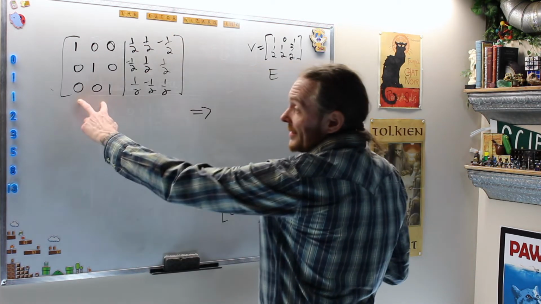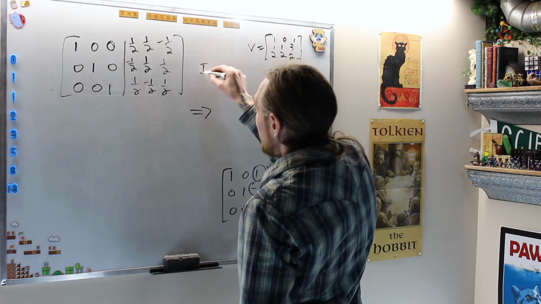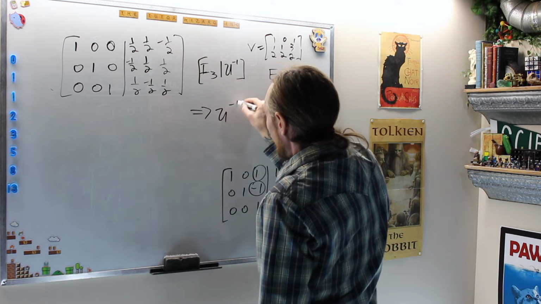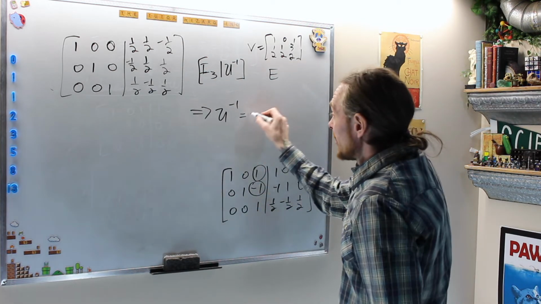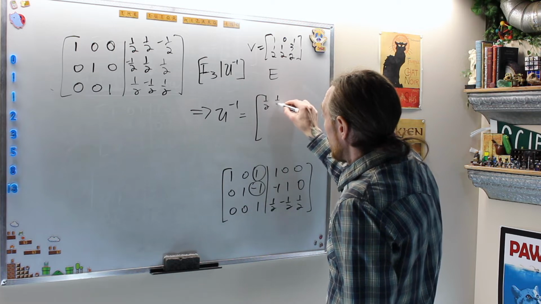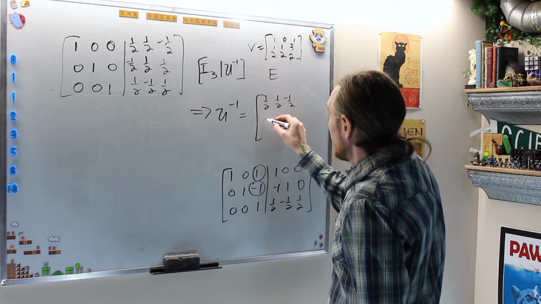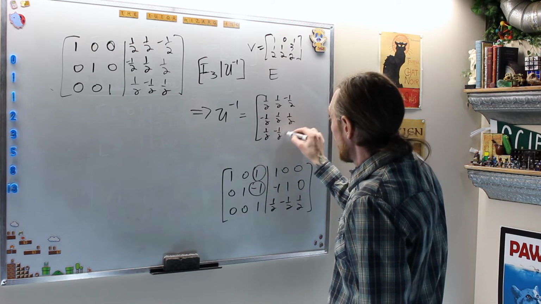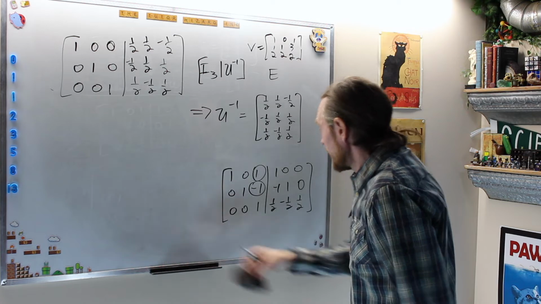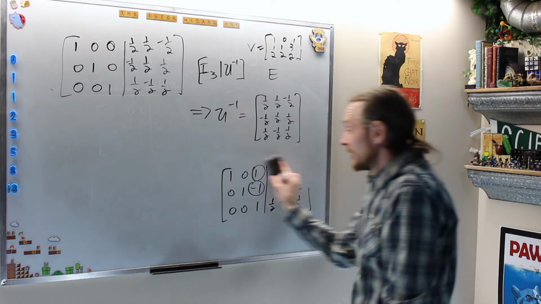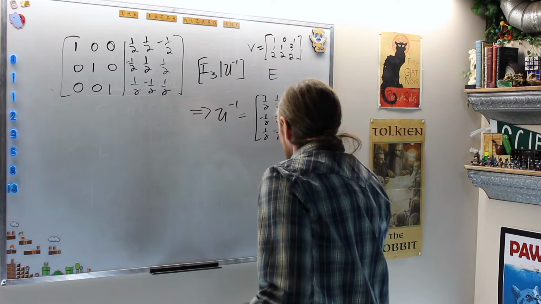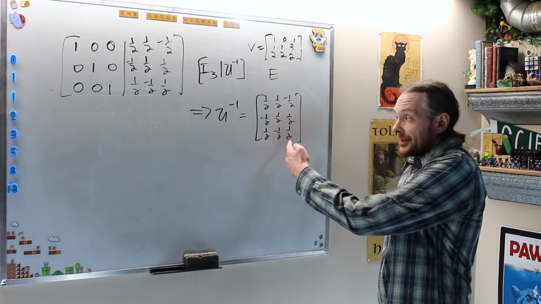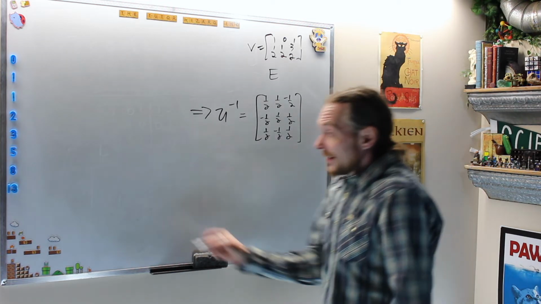This says that because this is now the identity, this is I3 block U inverse. So the inverse of U is the matrix 1 half, 1 half, negative 1 half, negative 1 half, 1 half, 1 half, 1 half, negative 1 half, 1 half. Hopefully you can see that I could take a 1 half out of that. But let's compute the other way just to make sure that we get the same thing.